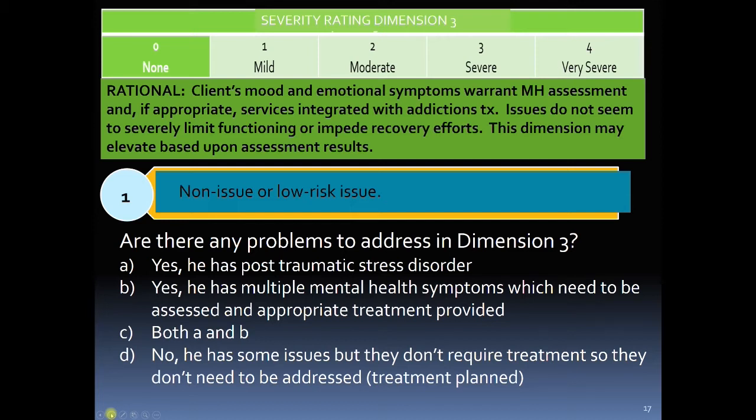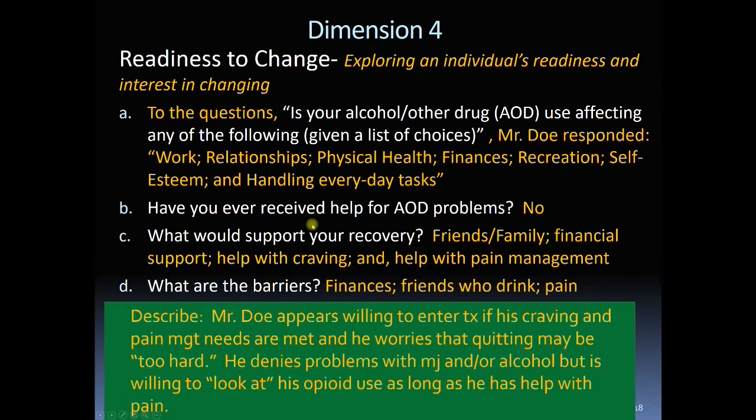So here, the question, are there any problems to address in Dimension 3? Out of our choices and options, the most appropriate answer would be B. Yes, he has multiple mental health symptoms which need to be assessed and appropriate treatment provided. And then for the risk rating for Mr. Doe in Dimension 3, it would be a 1, mild, non-issue or low risk issue. All right, moving right along to Dimension 4, readiness to change.